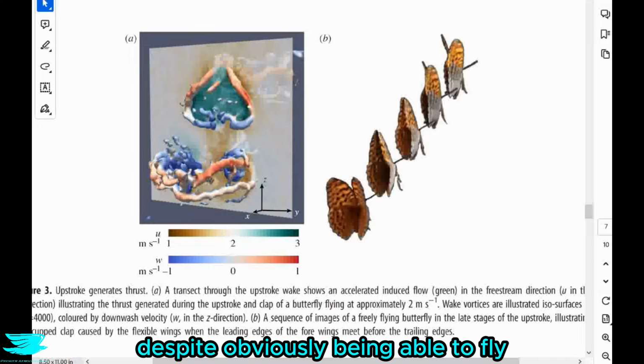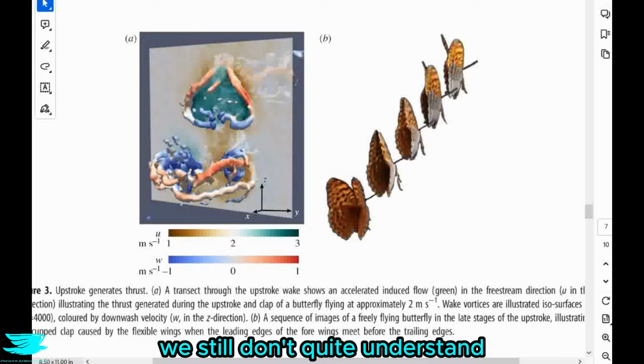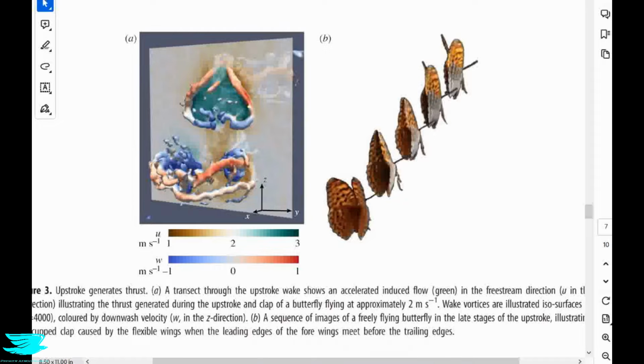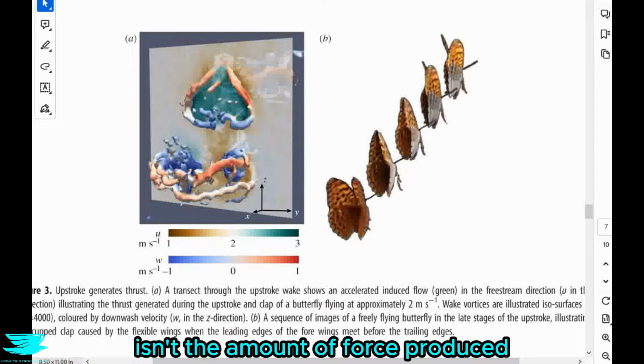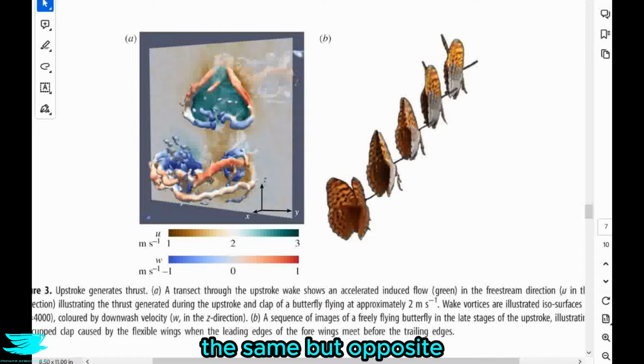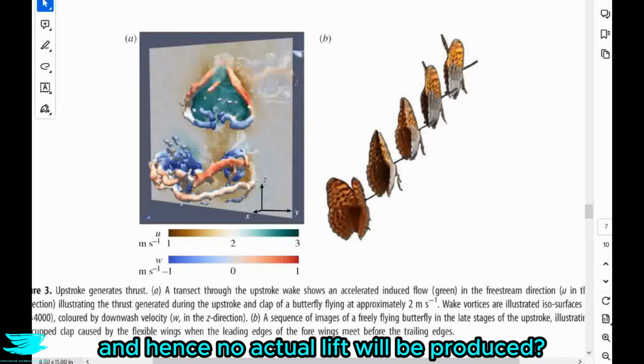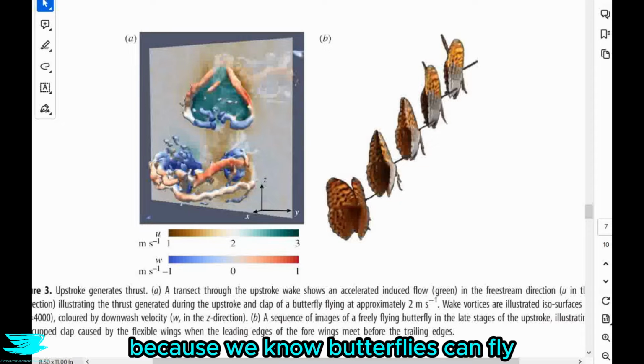Despite obviously being able to fly, we still don't quite understand exactly how butterflies fly. For example, when a butterfly flaps down then back up, isn't the amount of force produced throughout those two strokes the same but opposite? So the net force will be zero and hence no actual lift will be produced. Well, obviously not, because we know butterflies can fly.